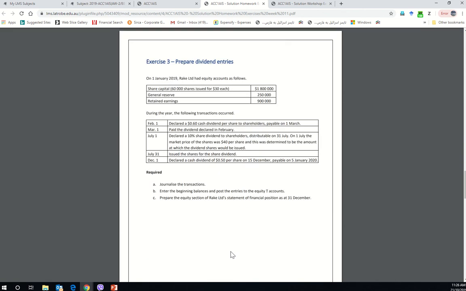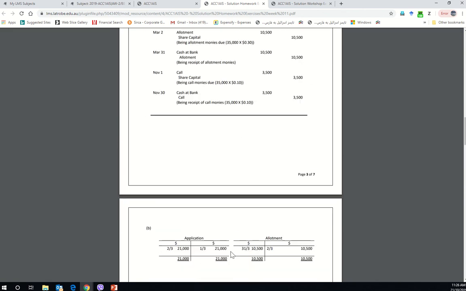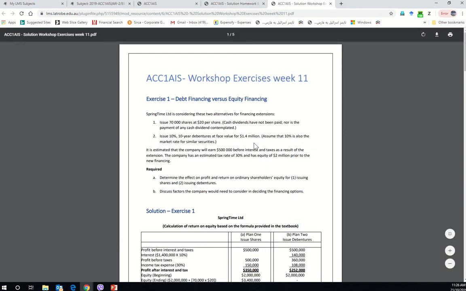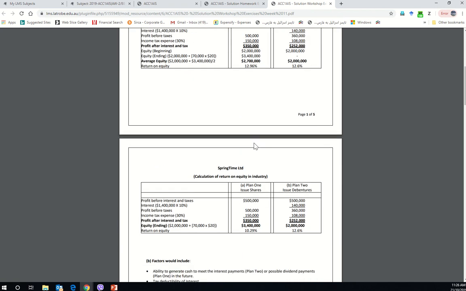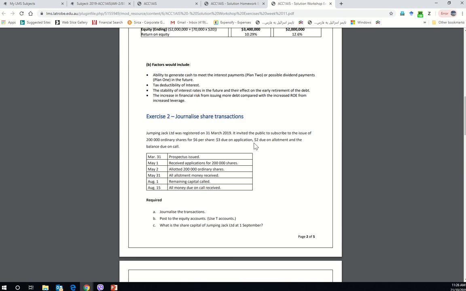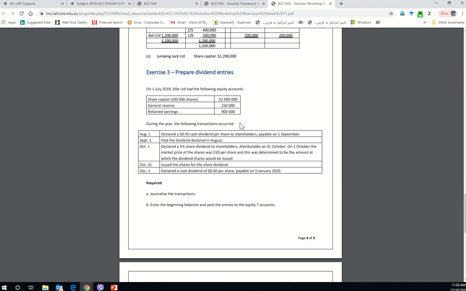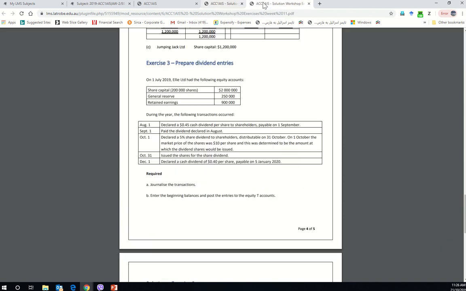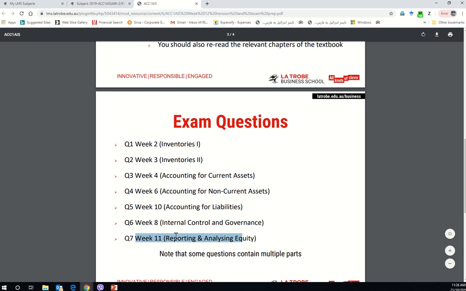Okay. Once again, I allocate enough time for studying these 3 concepts, and make sure I equally study these 3 concepts. Again, in the workshop, we had debt financing issues versus equity financing issues. I solved this question under 2 methods. Both of them are acceptable. Then generalizing share transactions, and then preparing dividend entries. Okay, so that's basically week 11 or question 7, right?